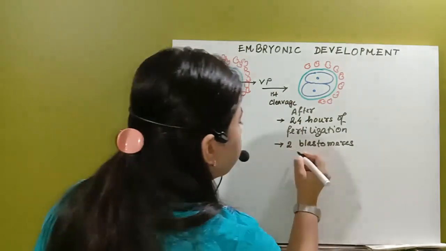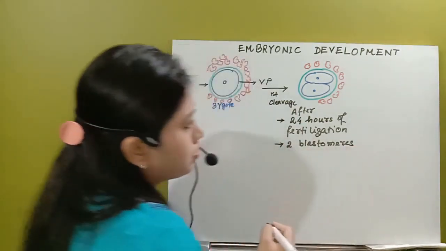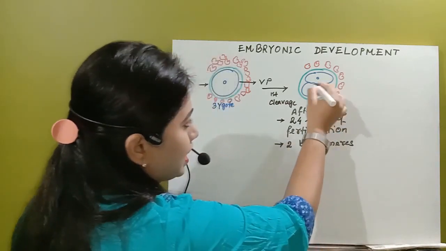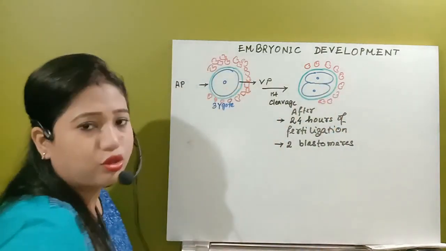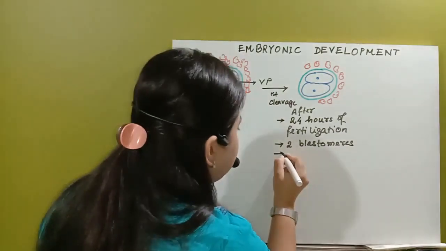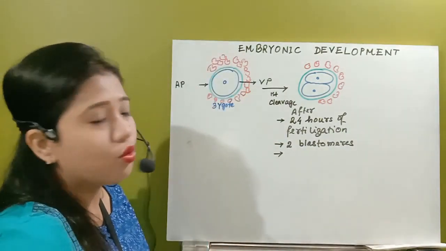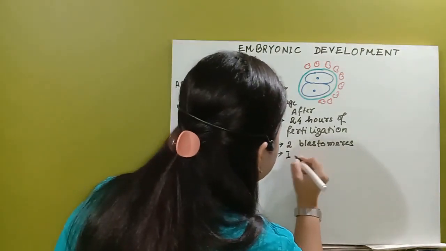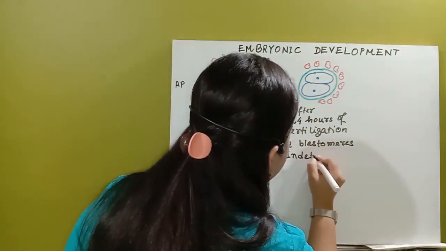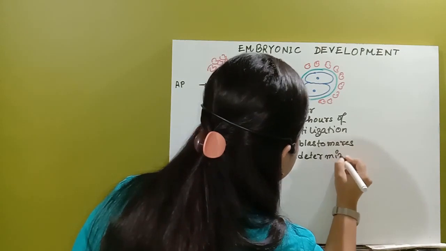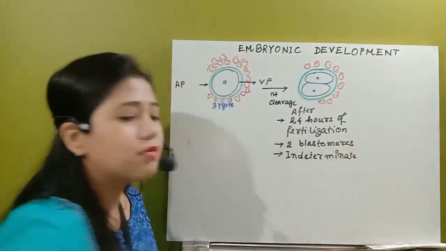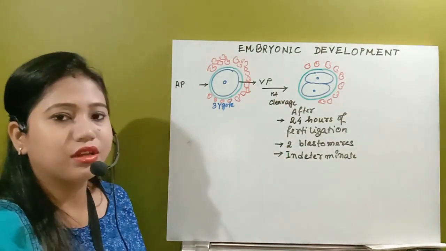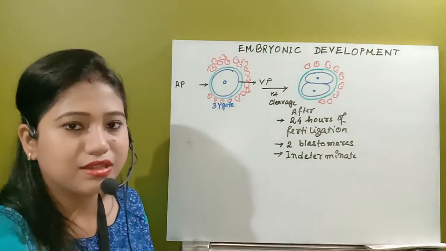Then it will form two equal sized blastomeres. Two equal sized blastomeres will have less cytoplasm content as compared to the zygote. Next important thing you have to know about the cleavage is that this type of cleavage is indeterminate. Indeterminate means that after every cleavage the cells will go on increasing.